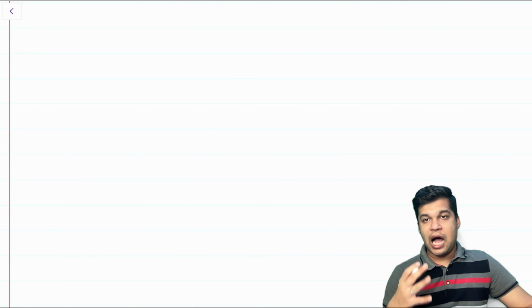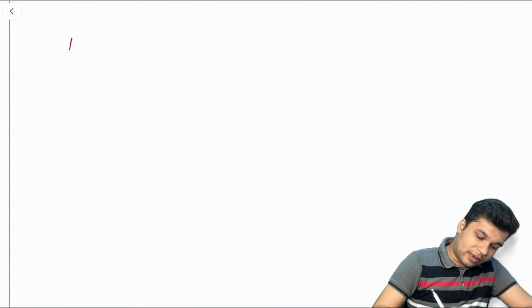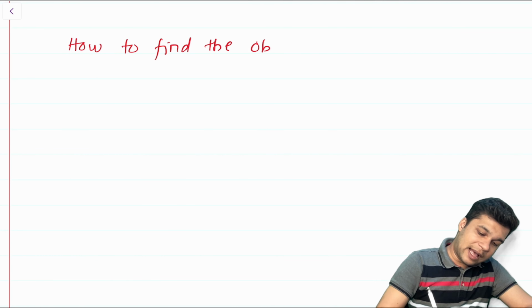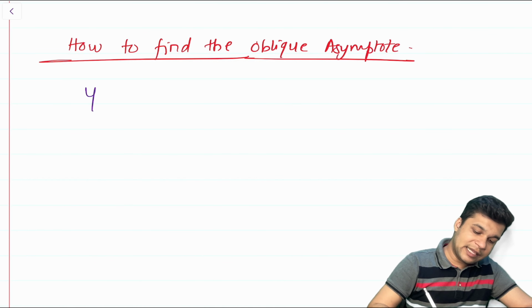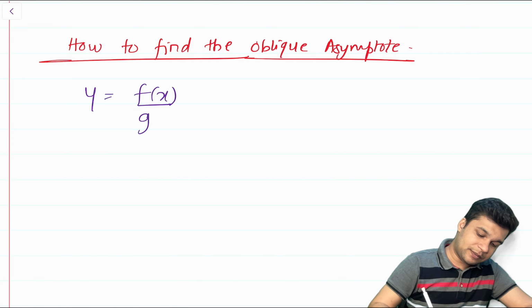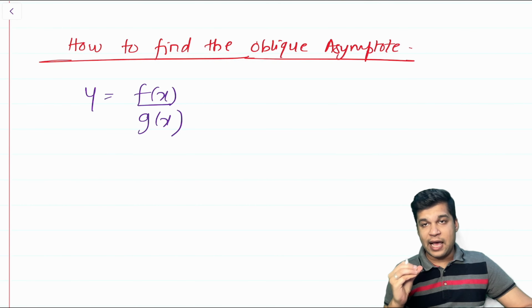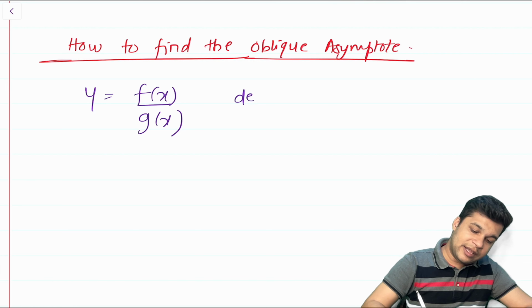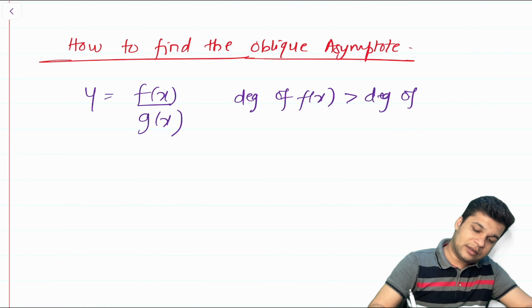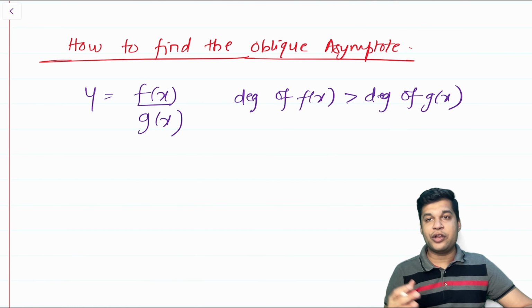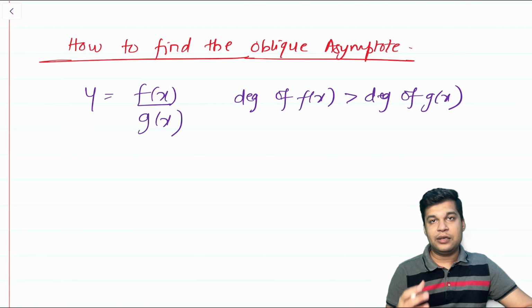Now let us learn how to find the oblique asymptote. First of all, let's say the function is y equal to f(x) upon g(x). You get an oblique asymptote only when the degree of the numerator is greater than the degree of the denominator.